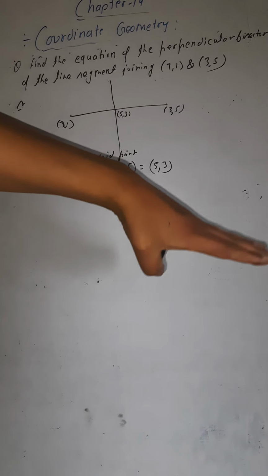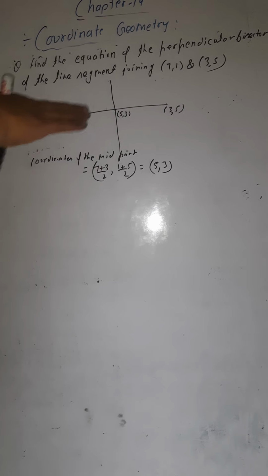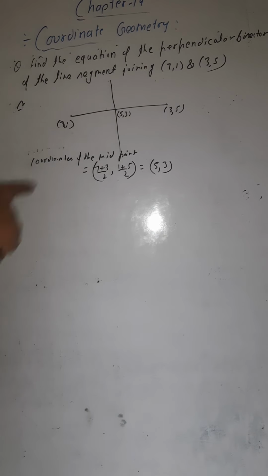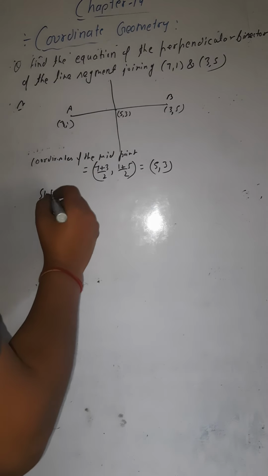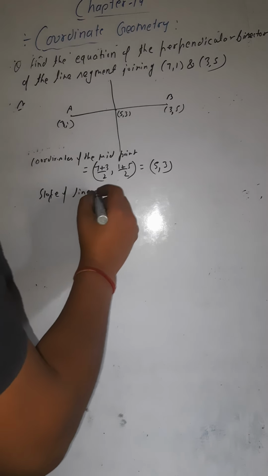Slope means how much the line is bent, the bending of this line. How much bending is there in this line? So you have to find the slope of the line AB. Let's say this is A and this is B. So now we find the slope of line AB.